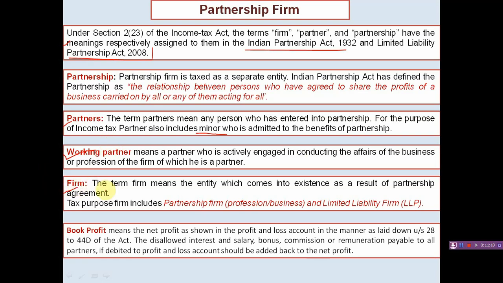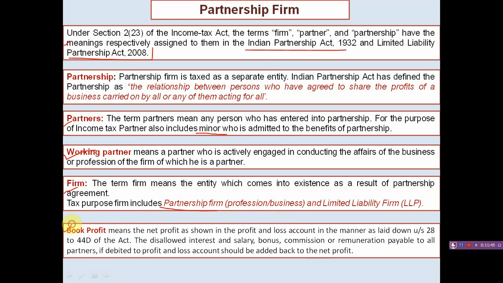Firm means the entity which comes into existence as a result of a partnership agreement. Any business, profession or entity which comes into existence as a result of the partnership deed is a firm. So for tax purposes, firm includes both a partnership firm, whether it is running a business or a profession, or a limited liability partnership. It means the procedure of assessment is the same for all the partnership firms.